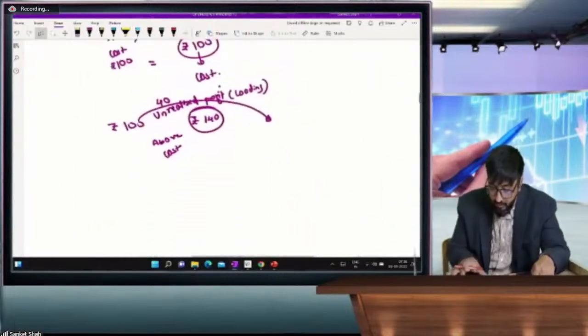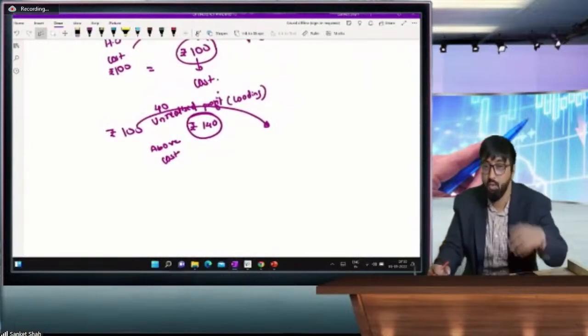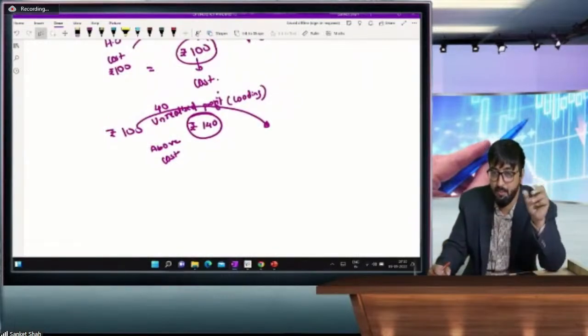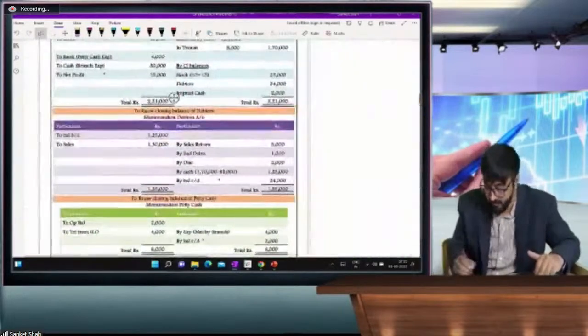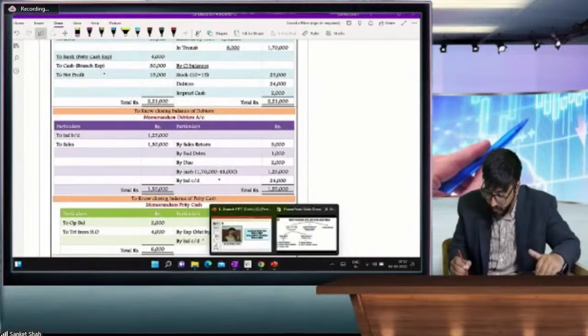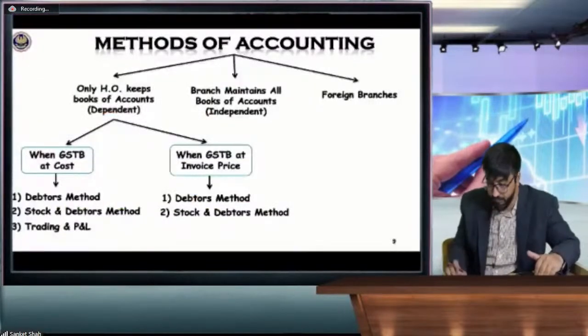So here, now you only tell me after this 5 minutes motivation, whether goods are recorded at 100, it is a cost. And if goods are recorded at 140, so profit will be, once again, in the comment section, you only tell me whether profit will be same or profit will be different. Okay. So tell me fast in the comment section. So let's move to next part.